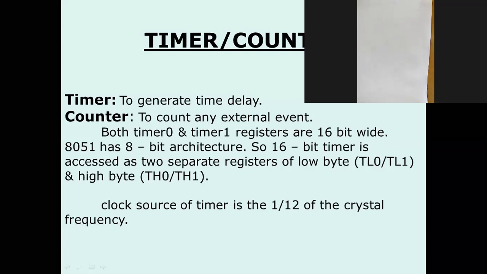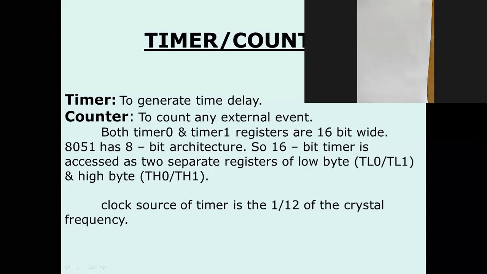Now there is a difference between timer and counter. The timer is used to generate the delay, and the counter actually counts some external event. For example, if you are waiting to go somewhere, to the market or to a shop, you can see the time, and this is the function of a timer. So you are acting as a timer then.